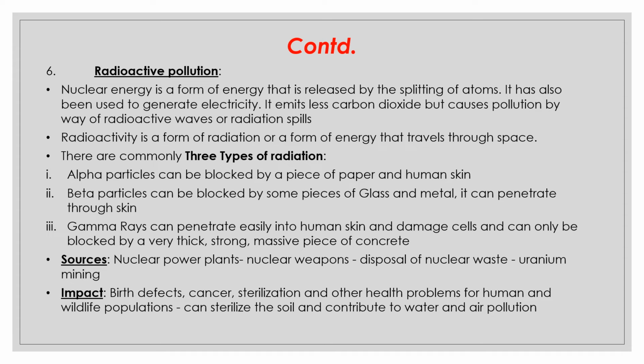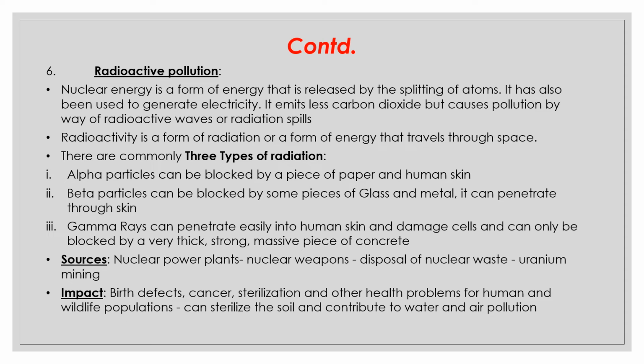So gamma rays can penetrate easily into human skin and damage cells, and can only be blocked by a very thick, strong, massive piece of concrete. You have to build a wall which is very thick, strong, and massive to avoid gamma rays. It can easily penetrate into human skin. So gamma rays are the strongest of all the three.